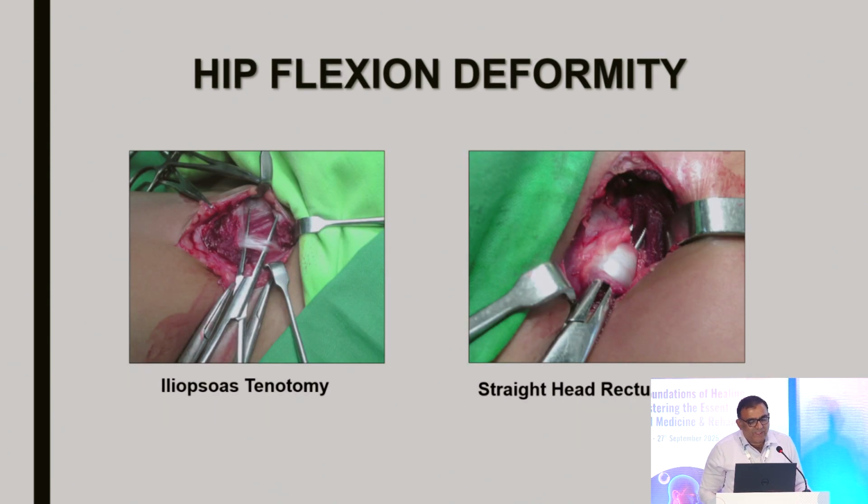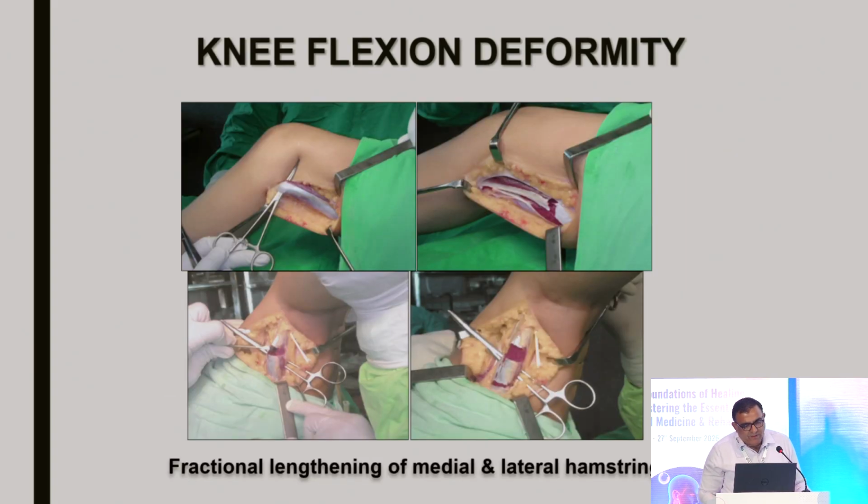For hip flexion deformity, we commonly do the iliopsoas tenotomy or the straight head rectus release. For knee flexion deformity, the previous concept was to do fractional lengthening of both the hamstrings, medial and lateral, but now the concept is to do only the medial side.